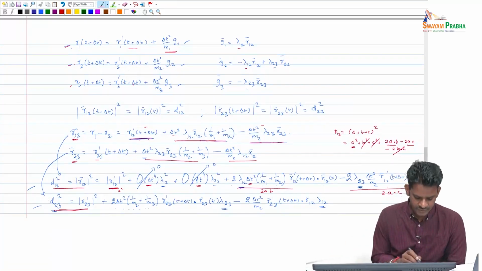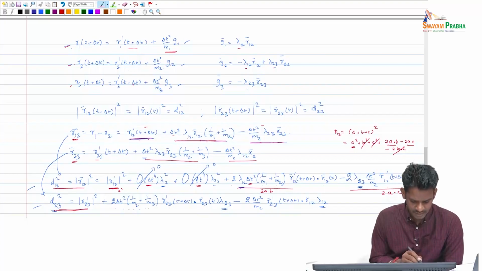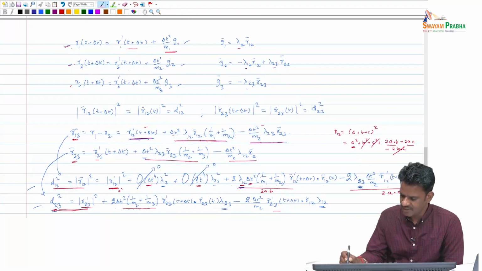And similarly, you do this for the square, d13, because the square of this term should be equal to the bond length, which is d13. In this case also you are going to do the same thing. You see that the first term remains, and then these delta t square terms remain. And if you look at these two equations, the only unknowns are the linear coefficients lambda 12 and lambda 13.